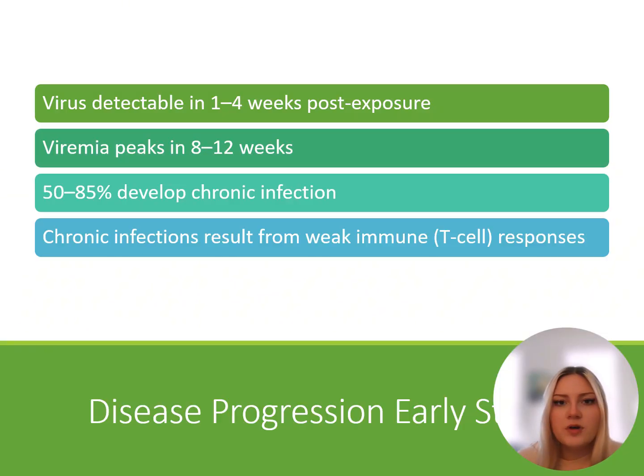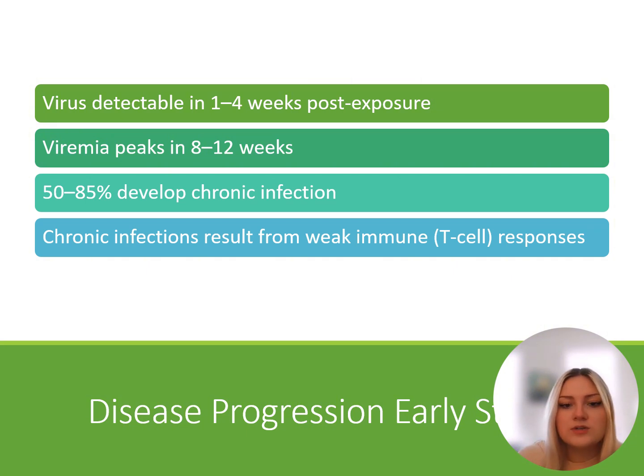Disease progression in the early stage. The virus is detectable 1 to 4 weeks post-exposure. Viremia, which is viruses in the blood, peaks at 8 to 12 weeks. So the most amount of viral material in the bloodstream is going to occur in that 8 to 12 week time frame. 50 to 85% of cases develop chronic infection. So over half are going to proceed to that chronic level of infection, unable to fight it off.